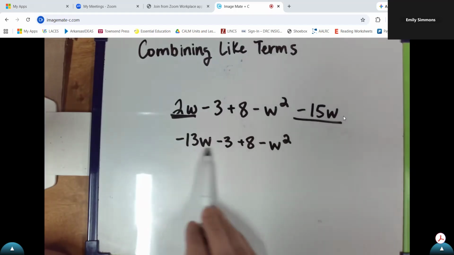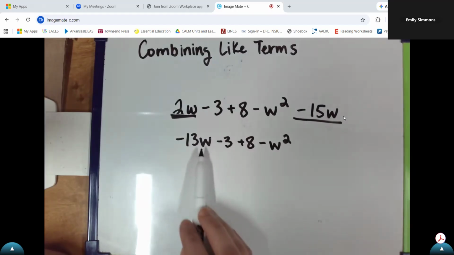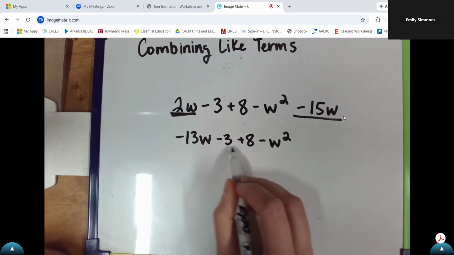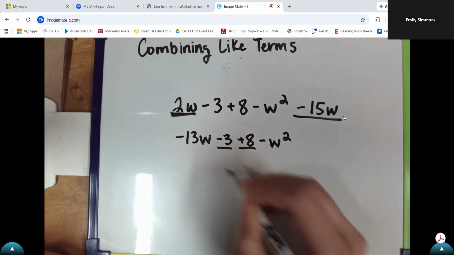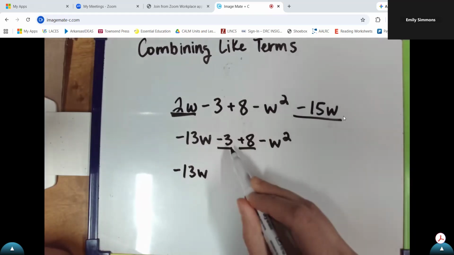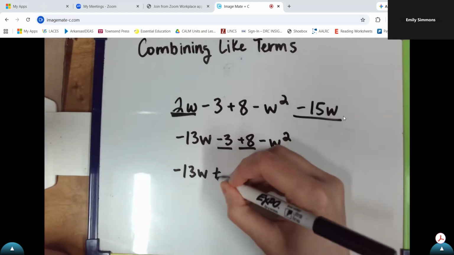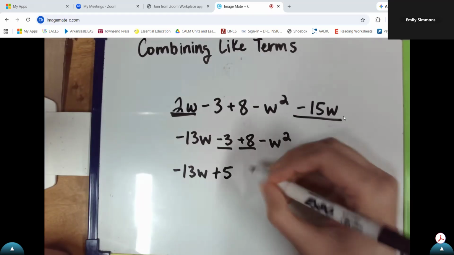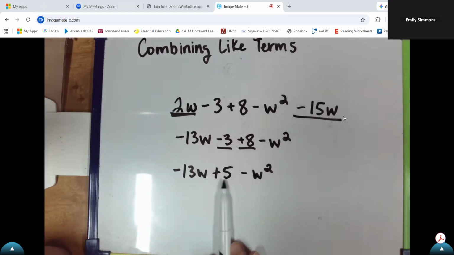Now I'm going to double check again. Is there anything else with just a w? And there's not. So I'll go to my next term. I've got negative 3. Is there anything else that's no variable? And I've got a negative 3 and a positive 8. So I'm going to go ahead and bring down my 13w. And then negative 3 plus 8 is positive 5. And then I bring down my negative w squared. And then rechecking my problem, there are no just w's, and there's nothing to go with the w squared.